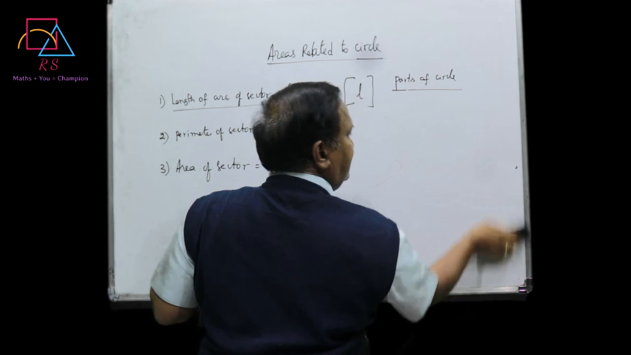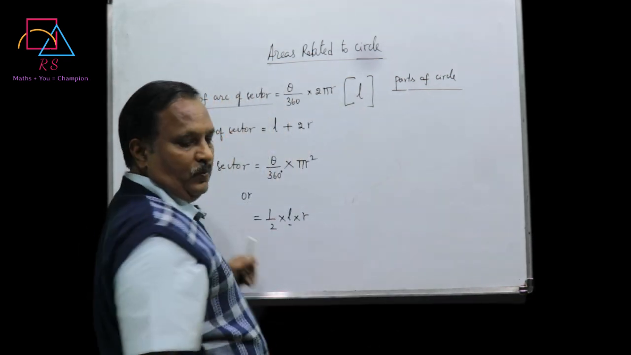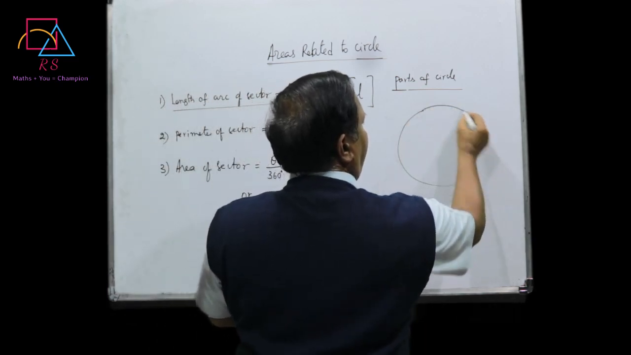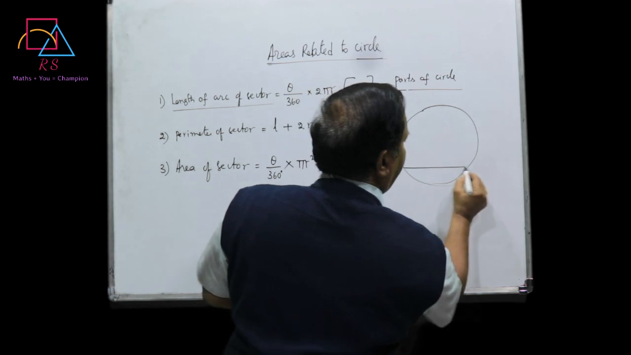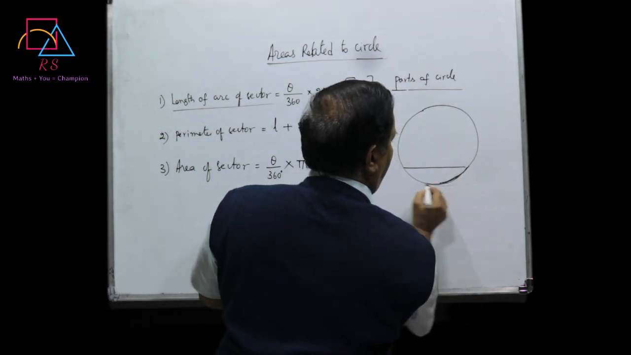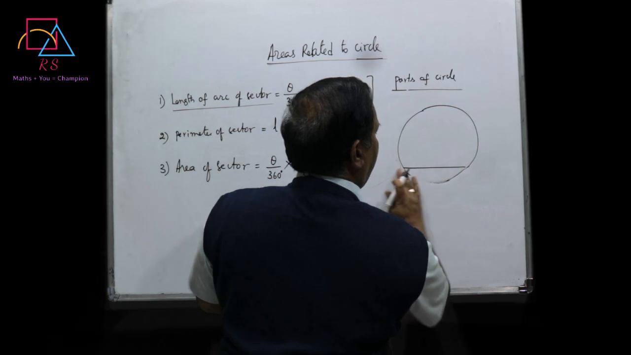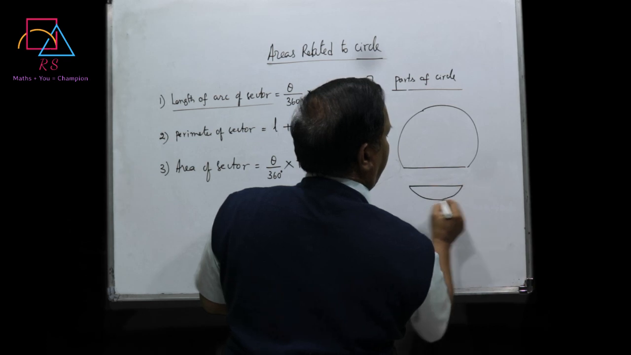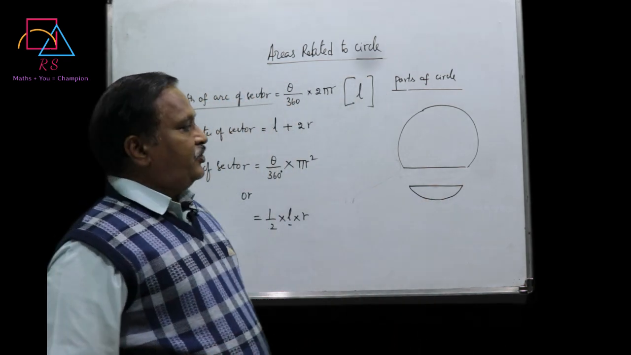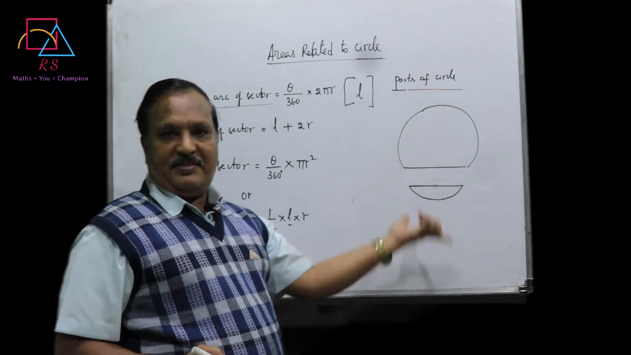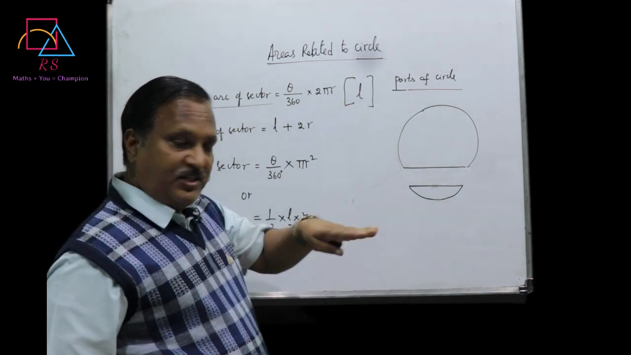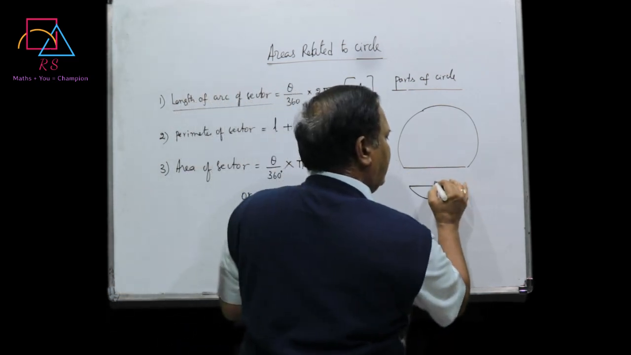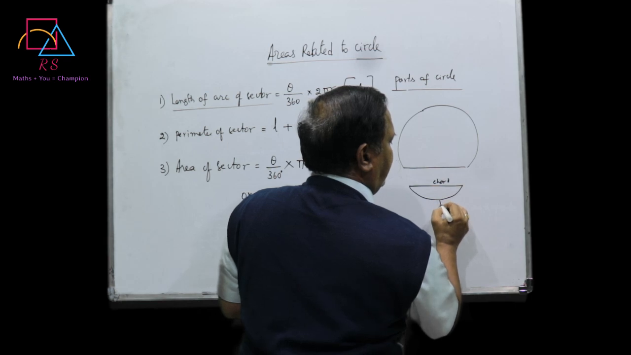Now by cutting the circle along with the radius, we found the sector. Now if I have the circle, if I cut along with the chord, that means I have taken a part. This is one part and this is another part. So now this is also a part of the circle. That means you have cut the circle along with the chord. So this is chord and this is arc.